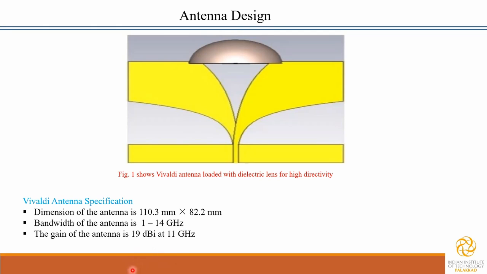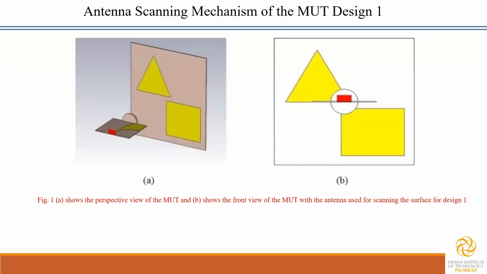The antenna has a peak gain of 12 dBi at a frequency of 11 gigahertz. The antenna with high gain is ideal for radar-based monostatic imaging, which can provide good scattering response from the target and thus enabling us to get a good 2D image of the MOT. The antenna scanning mechanisms of the MOT design 1 and MOT design 2 are exactly the same as what we have followed for the breast tumor detection.